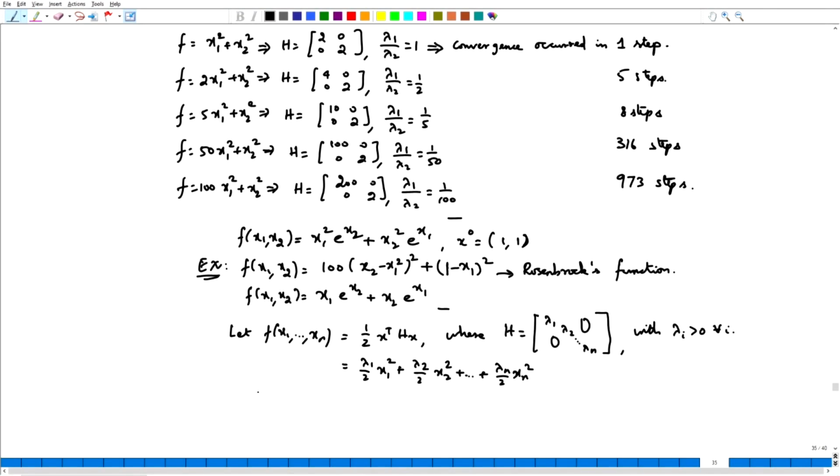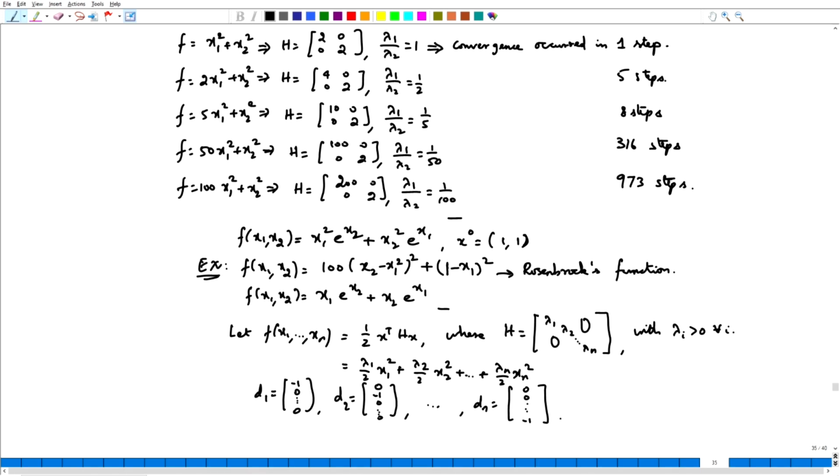What is it? Instead of dk equal to minus gk, I am going to choose d1 equal to minus 1, 0, 0, ..., 0, d2 equals 0, minus 1, 0, ..., 0, and so on, dn is 0, 0, dot dot dot, minus 1. Basically the negatives of the coordinates.